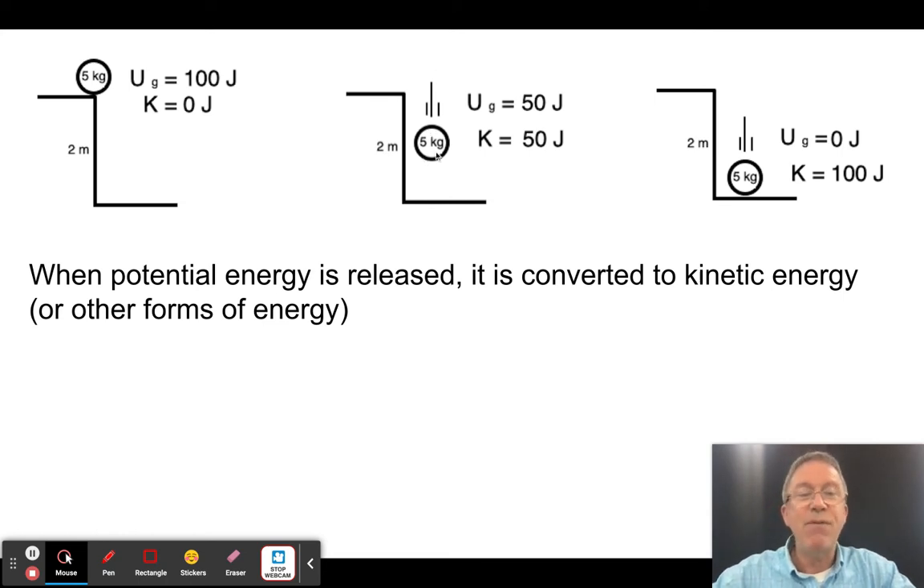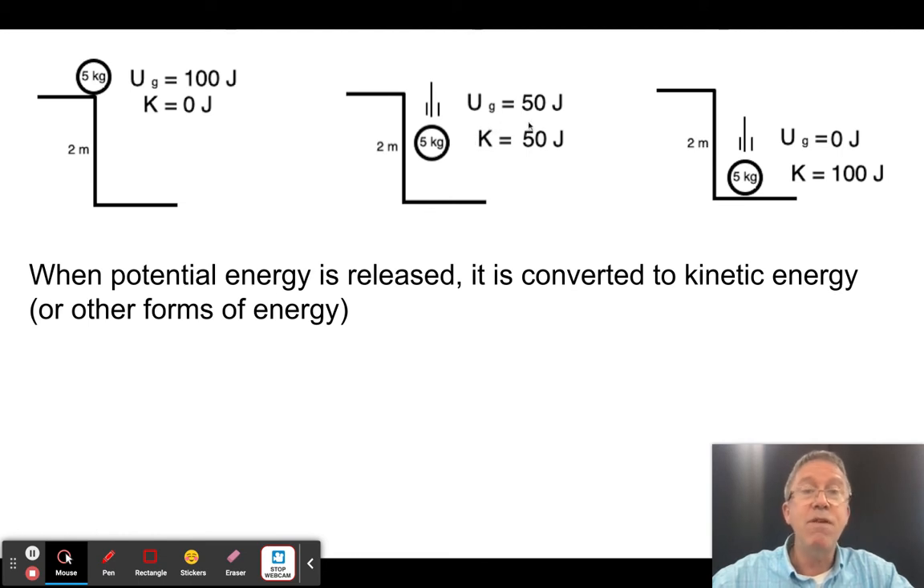Now watch what happens. It's halfway to the ground. If it's halfway to the ground, it's only got half as much potential. It's got 50 joules worth of energy. It turns out you can't create or destroy energy. It's called the first law of thermodynamics. Where did the energy go? Well, it got converted into kinetic energy.